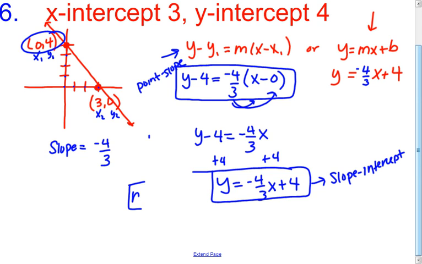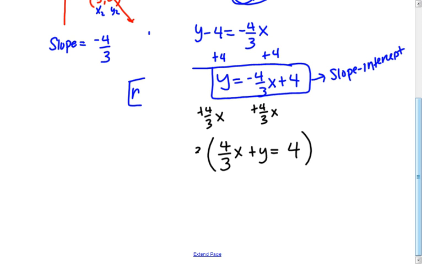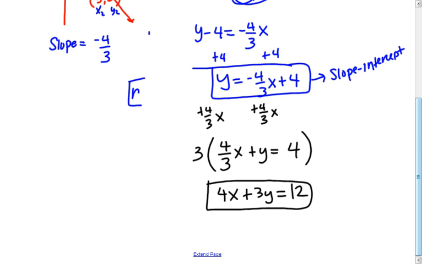And then if I want to convert it to standard form, I would need to add the 4/3 x to both sides. So I would have 4/3 x plus y equals 4. Remember that in standard form you cannot have fractions or decimals, so I would need to multiply everything through by 3. So 3 times 4/3 x would be 4x, 3 times y would be 3y, and 3 times 4 would be 12. And that's what this would look like in standard form.